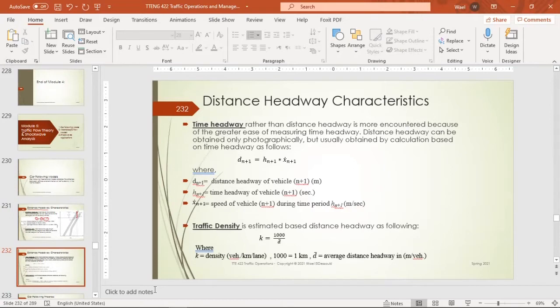We start first with time headway. Time headway is better than distance headway in that it's easier to measure. Distance headway can be obtained maybe from aerial photography, but usually we obtain the distance headway from the time headway, as you can see in this formula. The distance headway for a following vehicle n+1 equals the time headway multiplied by the speed of the following vehicle. Traffic density, then, if we have the distance headway, is simply 1000 divided by d bar, the average distance headway in meters per vehicle. So the units here will be vehicles per kilometer per lane. That's how we calculate the density.